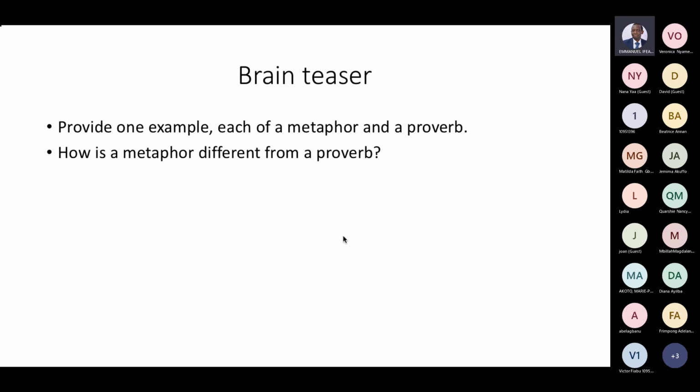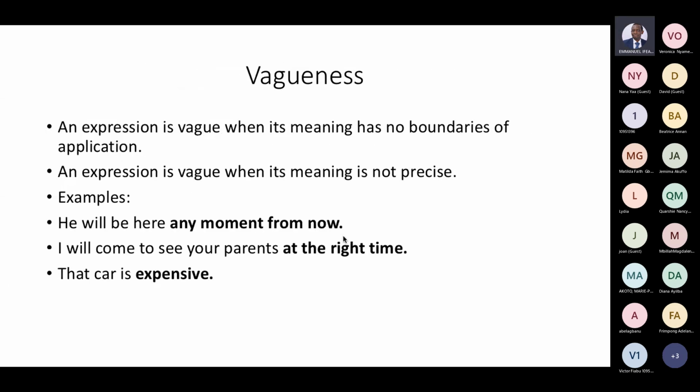So then we saw meaning defects in language. We saw vagueness. An expression is vague when its meaning has no boundaries of application, when its meaning is not precise. "You'll be here any moment from now." That's vague. "I'll come to see your parents at the right time." That's vague. "That car is expensive." It's vague.